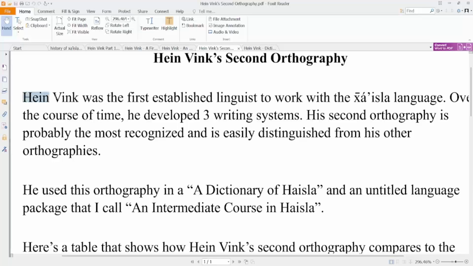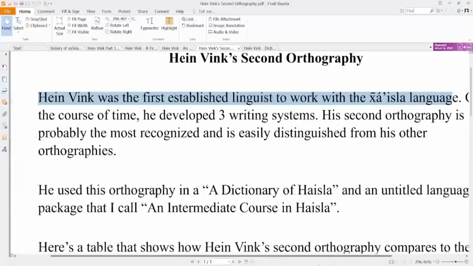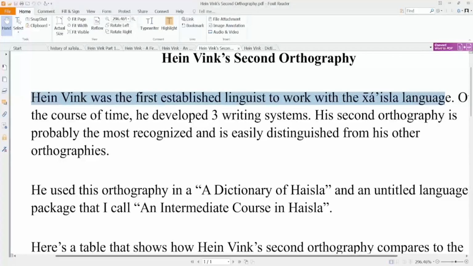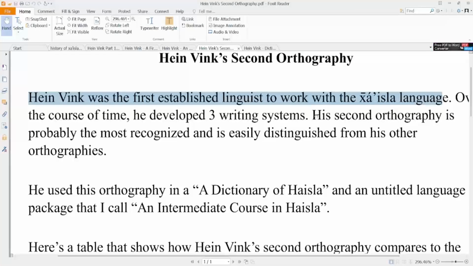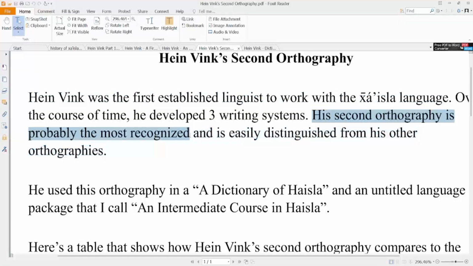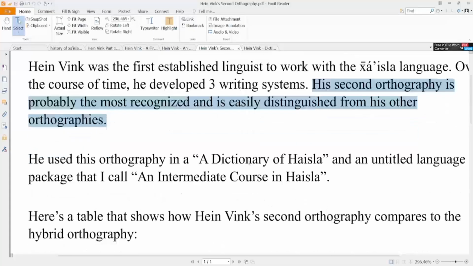Hein Vink was the first established linguist to work with the Isla language. Over the course of time, he developed 3 writing systems. His second orthography is probably the most recognized of his and is easily distinguished from his other orthographies.